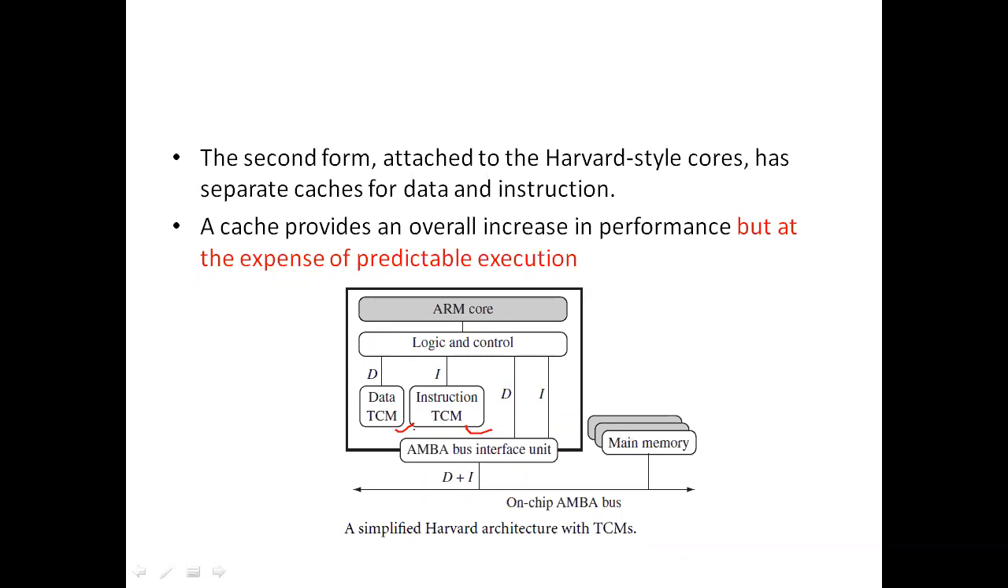Cache provides an overall increase in performance, but at the expense of predictable execution. Predictable execution means that the logic and control unit has to predict whichever data is currently being used and whichever data is repeatedly used in your system. The logic and control unit will predict that, and that will be taken from the main memory into the cache memory.